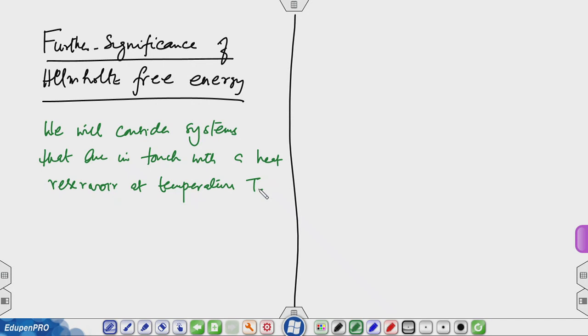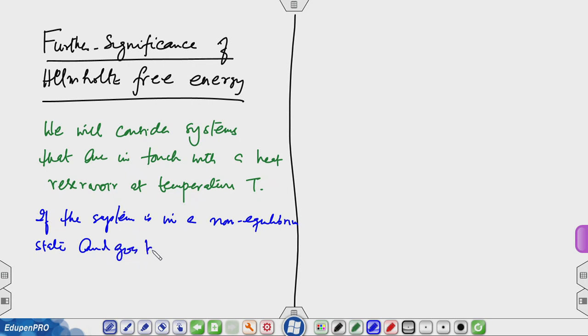So, first what we want to show is that if the system is in a non-equilibrium state and goes towards equilibrium, then delta F is less than or equal to 0.